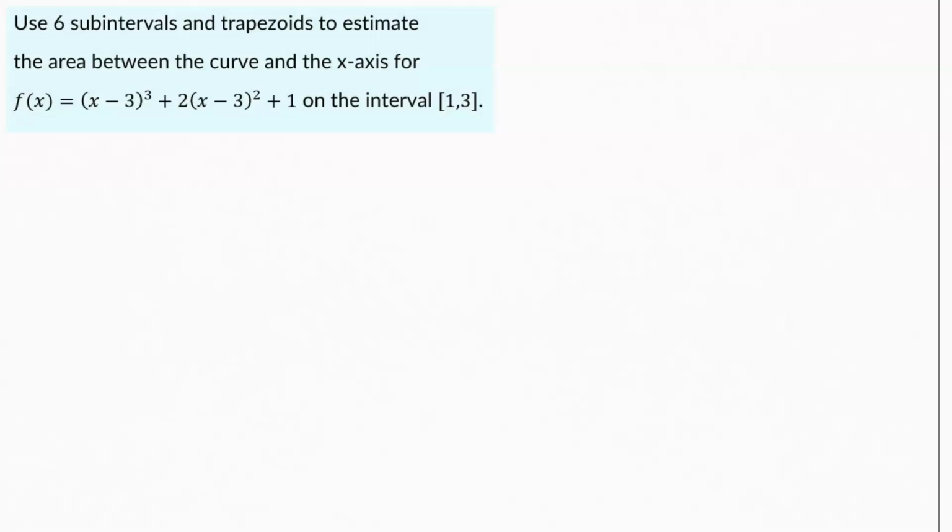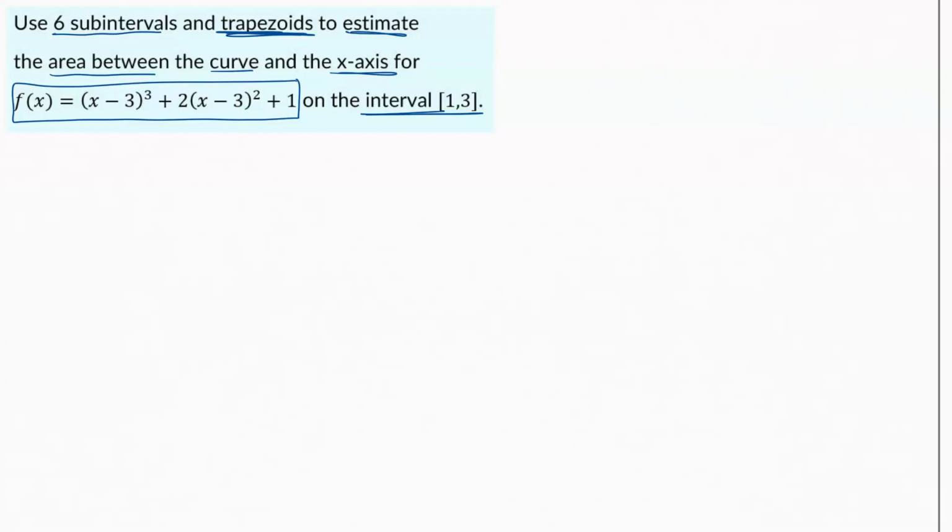This example is asking us to use 6 subintervals and trapezoids. You'll notice most of these problems want you to do it with rectangles. This one is going to want us to use trapezoids to estimate the area between the curve and the x-axis for this specific equation, and then on this x-interval here from 1 to 3. And so as we do this, the process is going to seem very similar to what you would normally do on a Riemann sum problem.